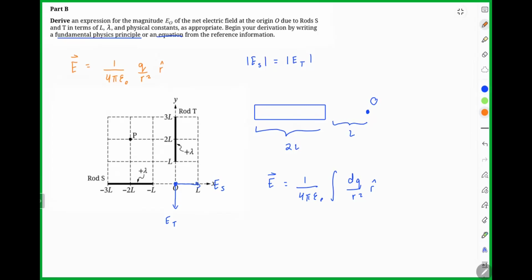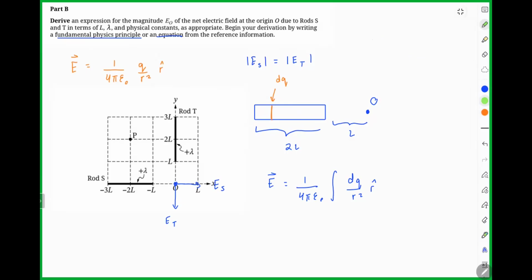So what we're saying here is take our rod, let's break it up into infinitesimal charges, which we will label dq. For each of those infinitesimal charges, I can say that my infinitesimal contribution to the electric field dE is equal to 1 over 4 pi epsilon naught, and then dq represents my charge, over r squared, r hat. And then we'll add up the electric field contributions of each of those infinitesimal charges.